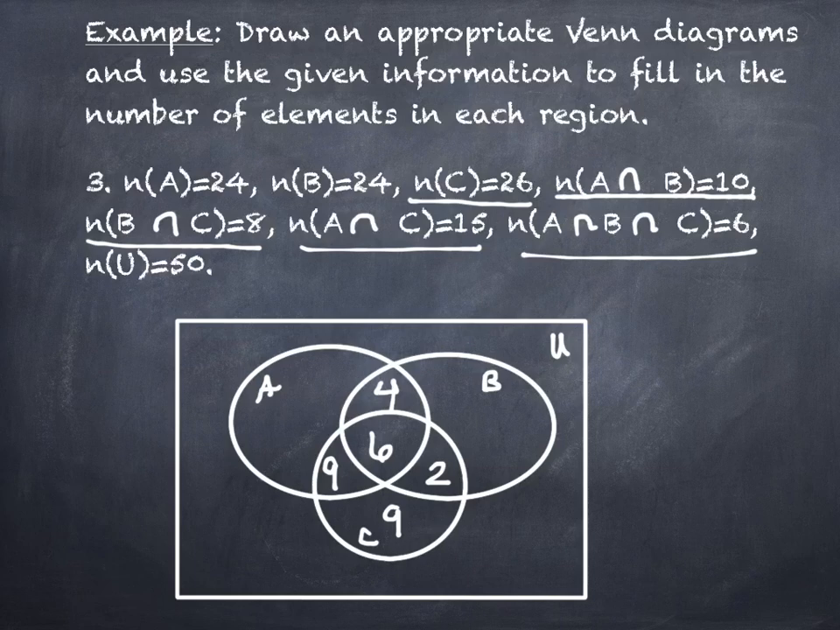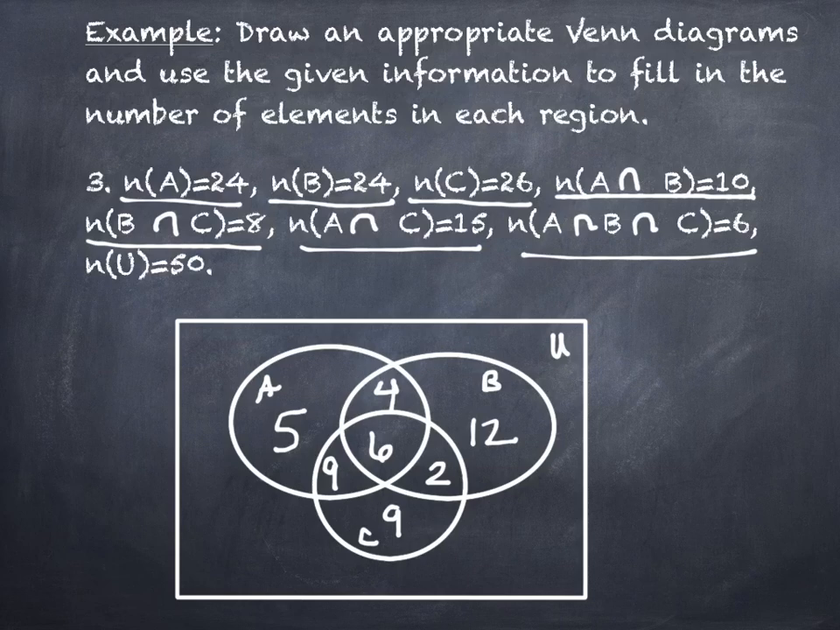Let's do the same thing with circle B. So circle B, I've got a 4, a 6, and a 2 in this piece. So how many do I already have accounted for? 12. So how many are missing? 12. All right, now I've got circle A, which also adds up to 24. I've got 4 and 6 and 9, which is 19. How many are missing? 5.